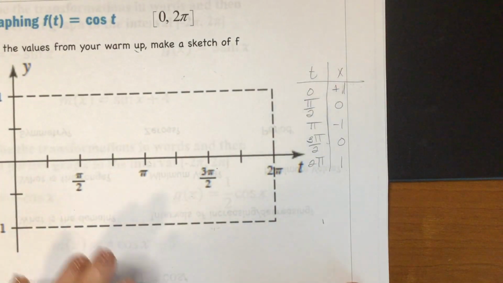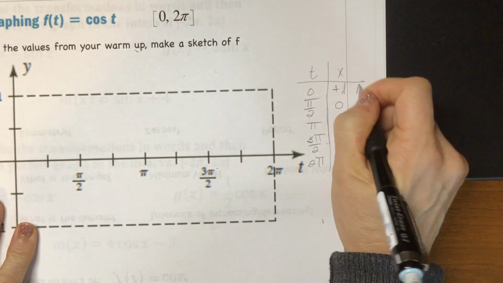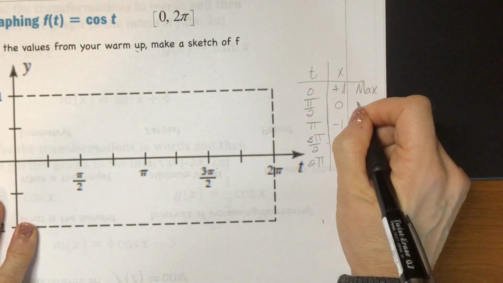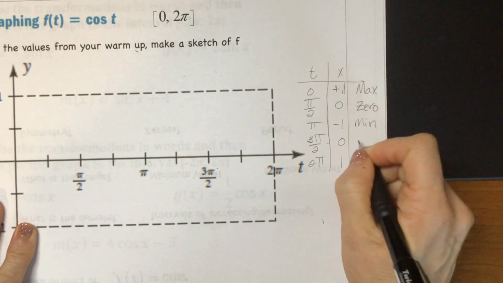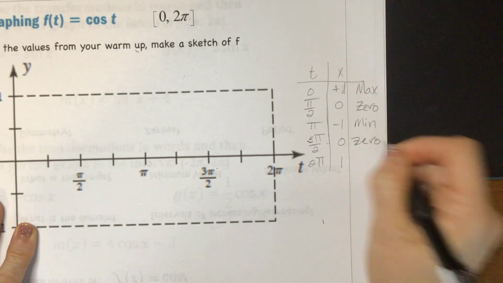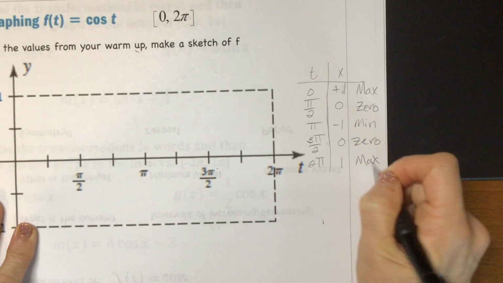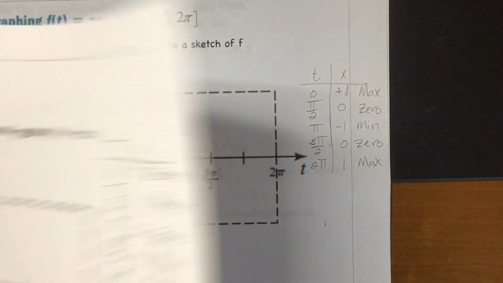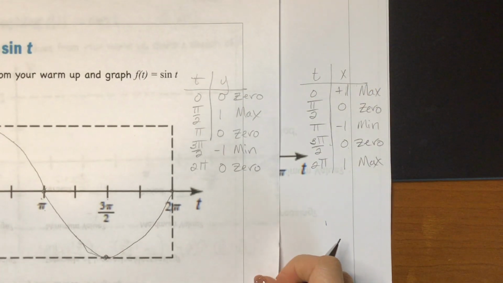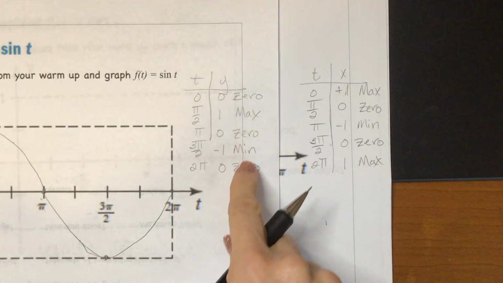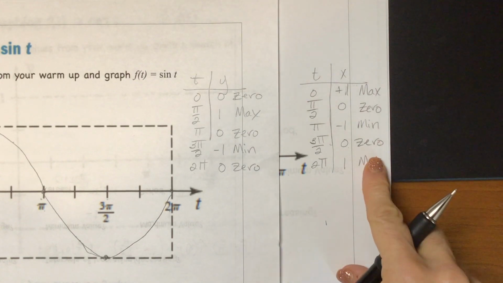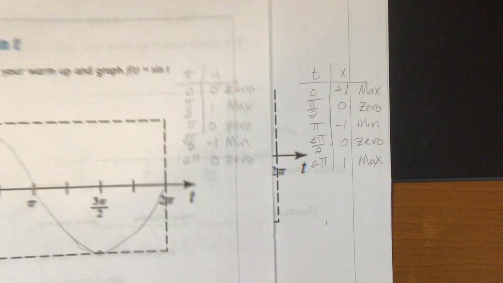So here's our pattern for cosine. Our pattern is max, 0, min, 0, max. And I'll talk about these patterns a lot. So notice here they are side by side. Notice sine is 0, max, 0, min, 0. But cosine is max, 0, min, 0, max.